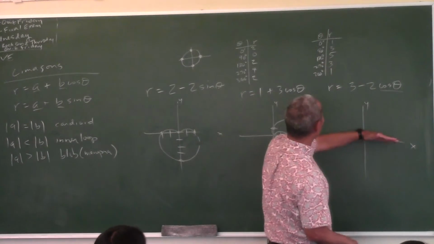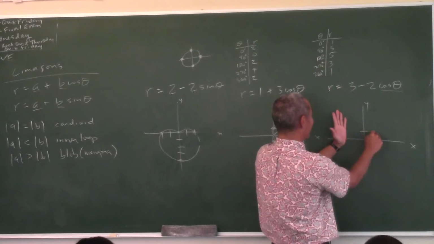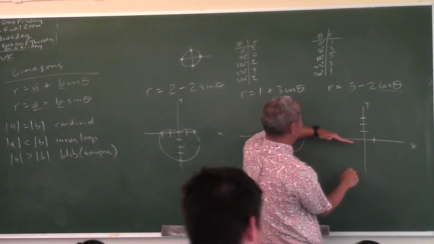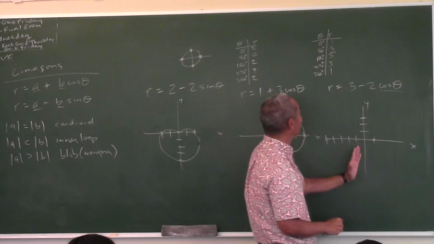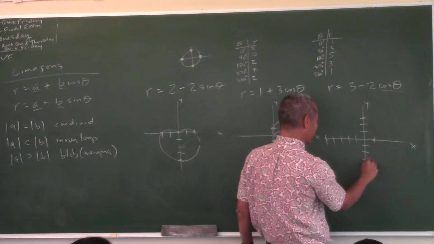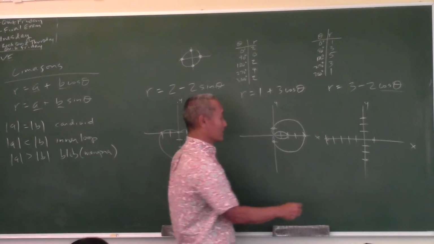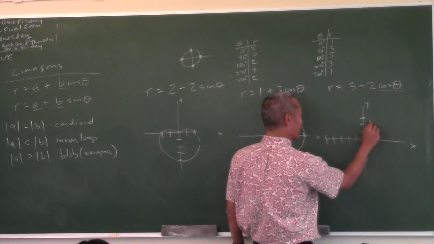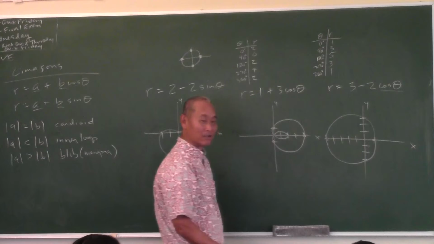Okay, so at 0, we're going 1 unit from the origin. 90 degrees, I'm going 3 units from the origin. 180 degrees, I'm going 5 units from the origin. 270, I'm going 3 units from the origin. And then 360, go 1 unit from the origin. So, what do you have? Get the blob or the manapua.